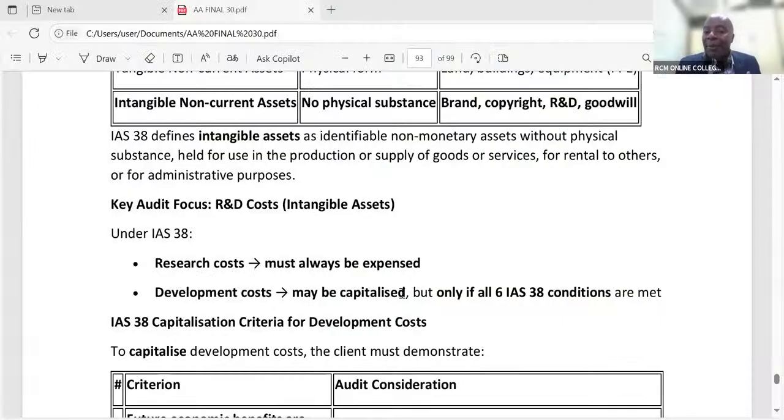Development costs may be capitalized, but only if all the 6 IAS 38 conditions are met. You can only capitalize, ladies and gentlemen, as I go to read the 6. What I know, and I've audited this, these big organizations always have R&D, and you'll always get directors wanting all the research and development costs capitalized. Unfortunately, most directors outside there would want to project a big image that we have a big capital base, a big asset base. And among the assets that they will use for window dressing, creative accounting, is this research and development.